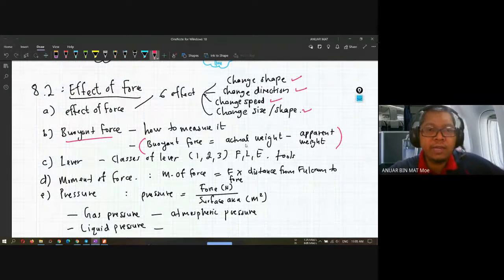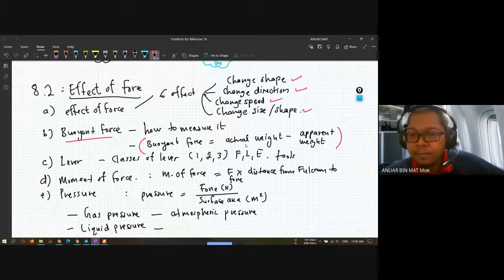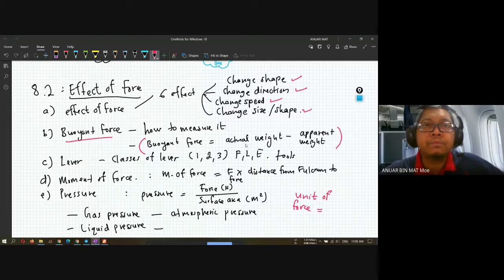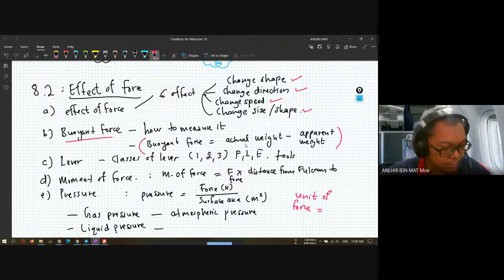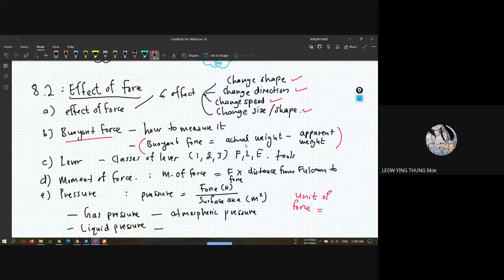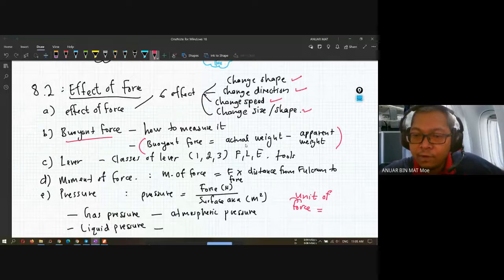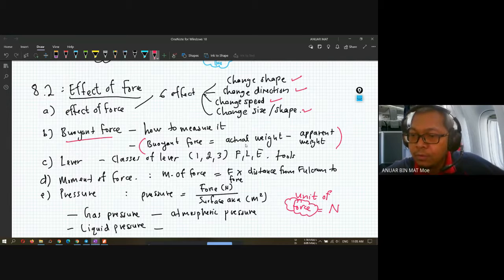What is the unit of force, class? Who can give me the unit of force? Anybody? Nm squared. Unit of force, only force. Okay, correct. So the unit of force is N, or Newton. And you said Nm squared.